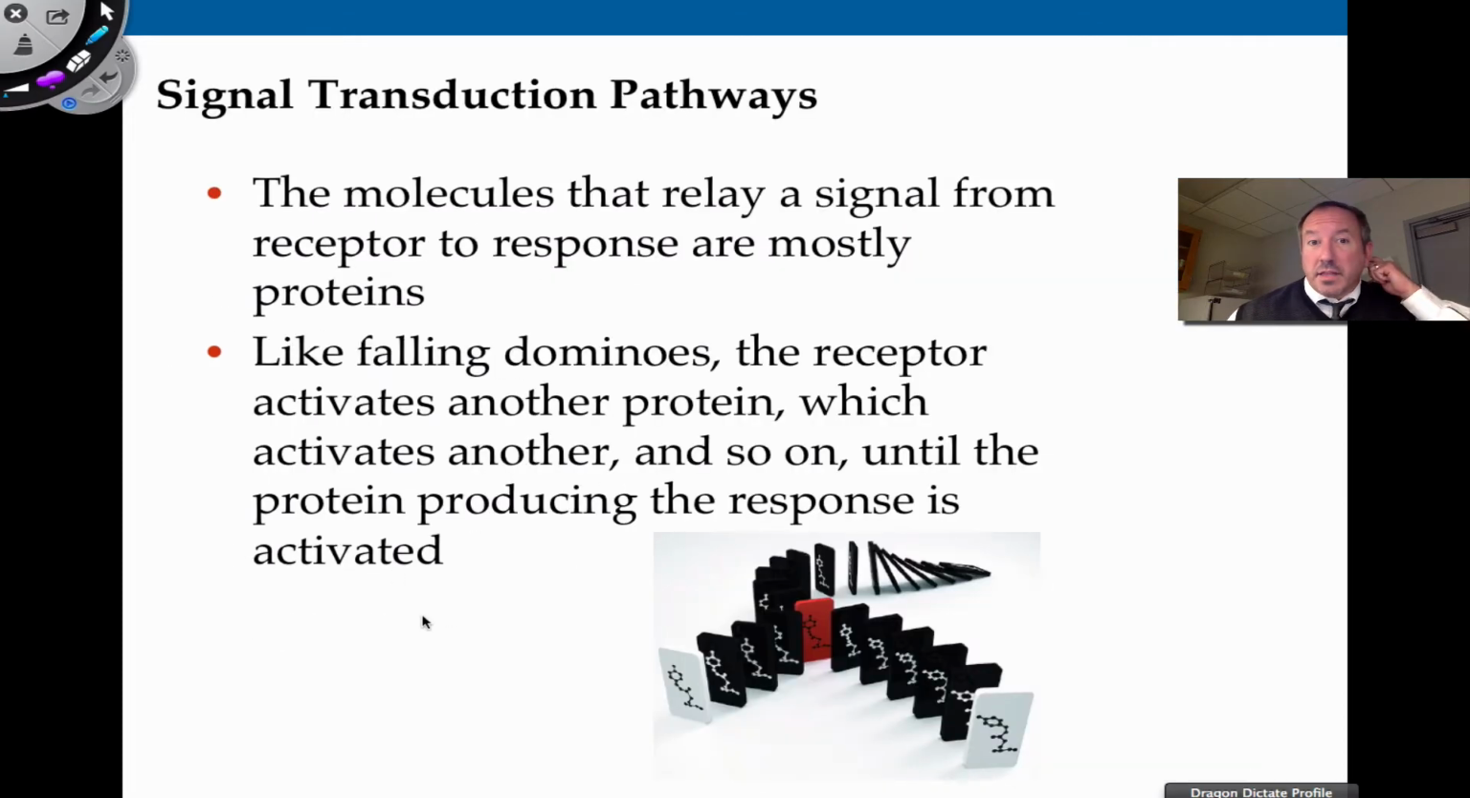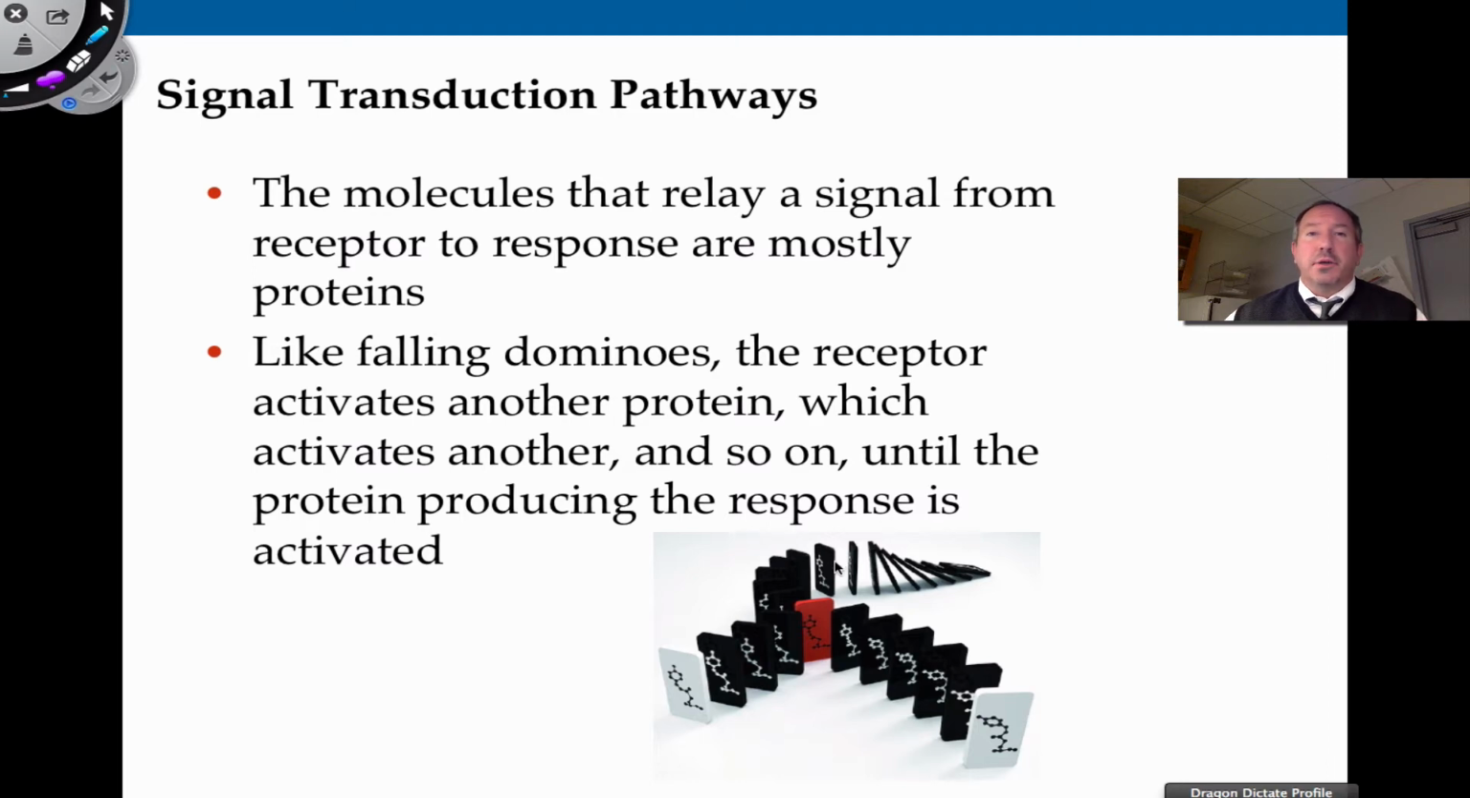And so let's take a look at that. When you think of molecules relaying messages from a receptor, these are mostly proteins that we're talking about in the pathway. And so they're kind of like dominoes. When one thing is hit, the next one changes, the next one changes, the next one changes. And so when one protein is activated, then that can become a molecule that activates other molecules.